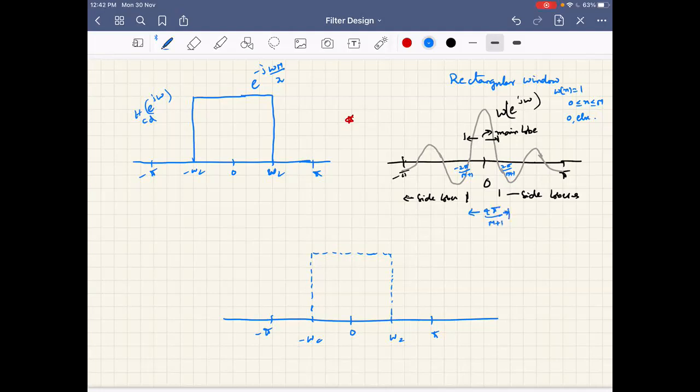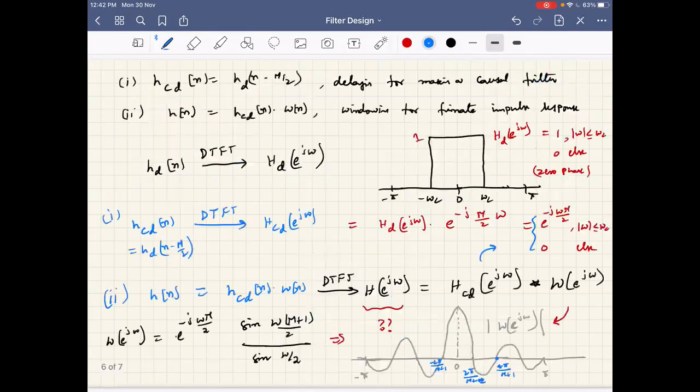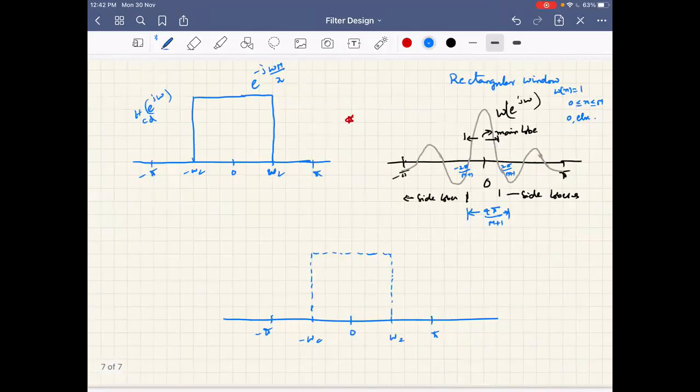What is M plus 1 here? M plus 1 is the length of the filter, and M we refer to as the order of the filter. We will see why it is the order of the filter. For the time being, you understand here that M plus 1 is the length of the filter.